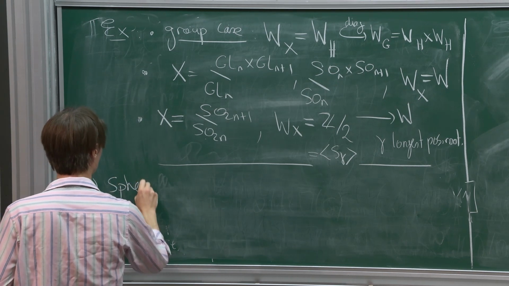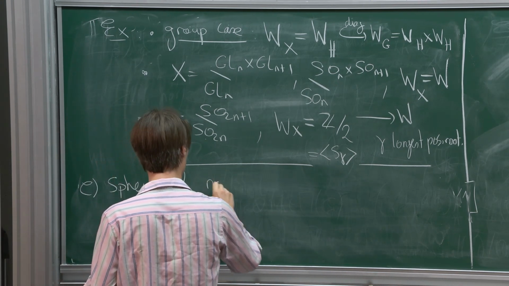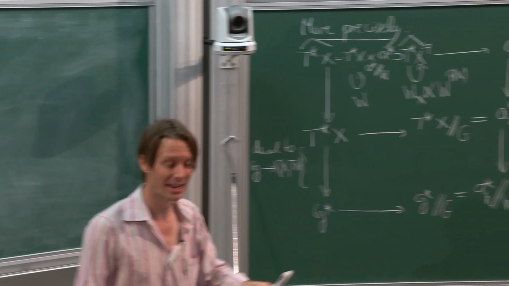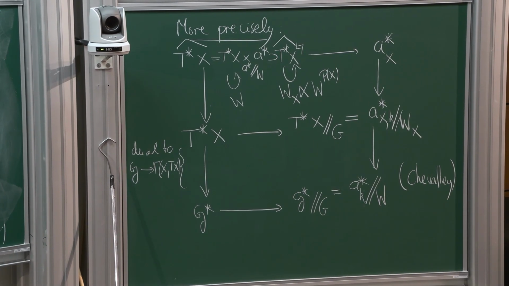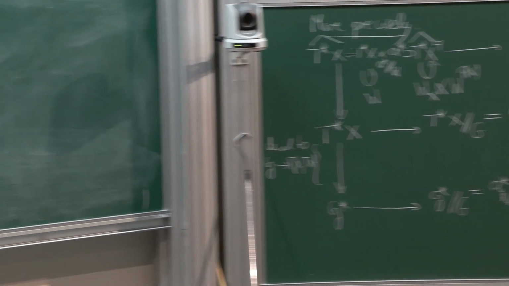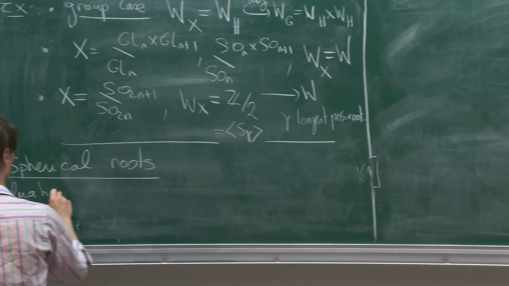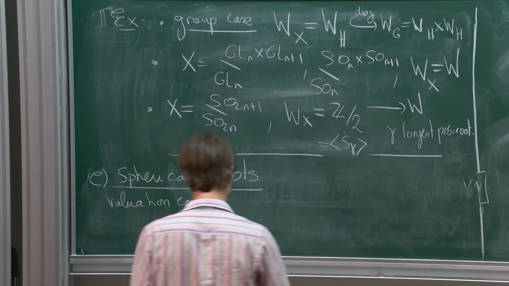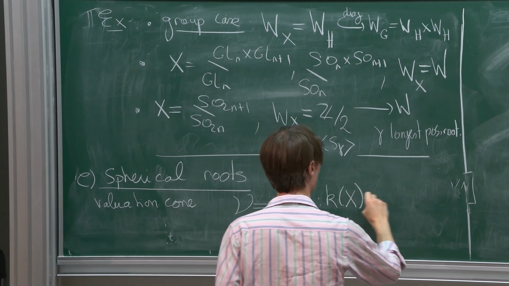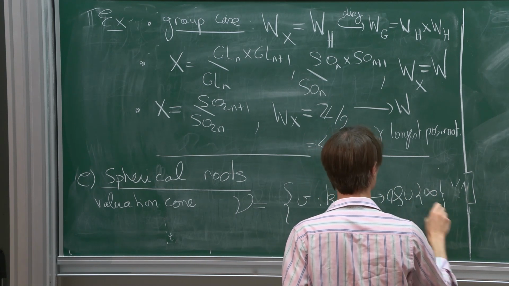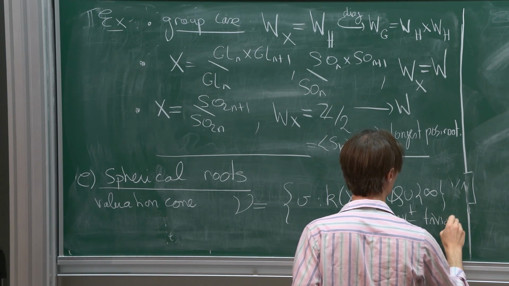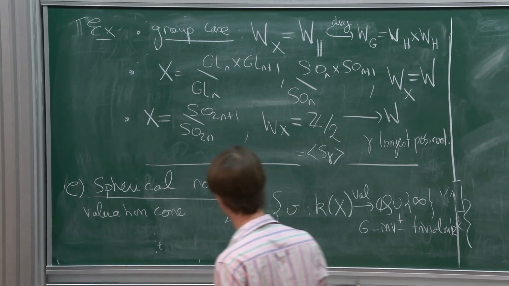Okay, my last topic about general structure are the spherical roots. So now that you have the Weyl group, you would like to define a root system. Turns out that this WX is the Weyl group of a root system. So let me give you a possible definition of that root system. You start with the valuation cone, V, which is the set of all Q-valued valuations which are G-invariant and trivial on K star.